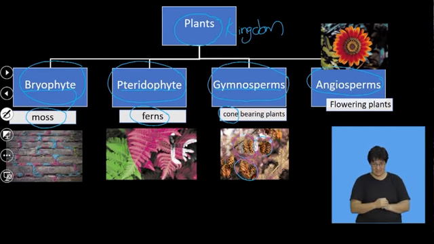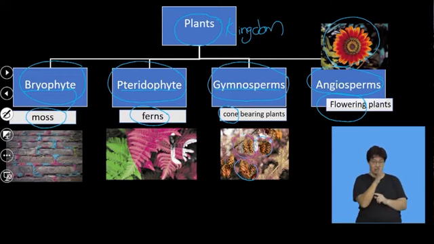Then the last group of plants that we're going to look at is called angiosperms. And angiosperms are any plant that produces a flower. So we're taking our plant kingdom and we're going to divide it into the 4 groups. And we're going to look at the specifics of what is in those 4 groups.